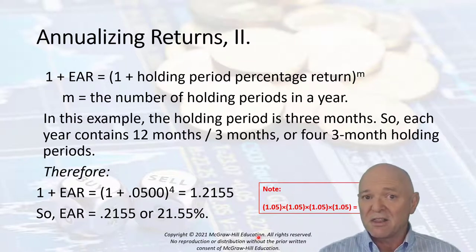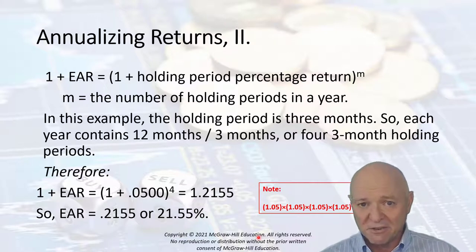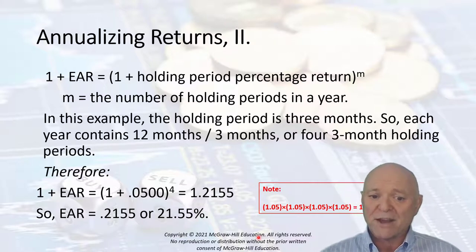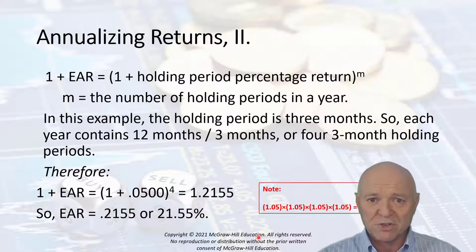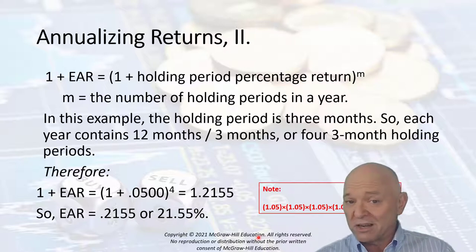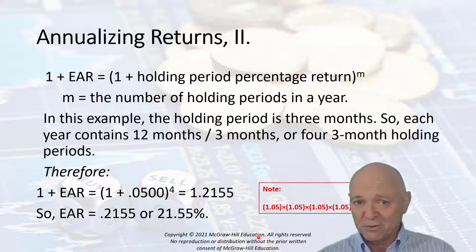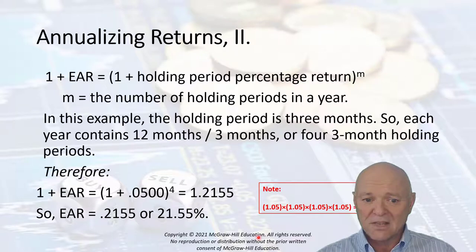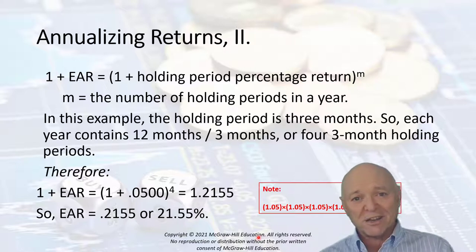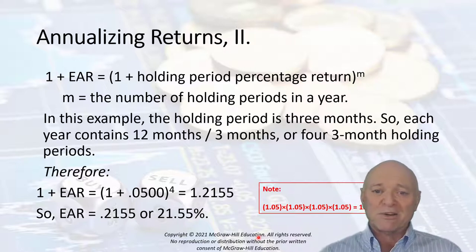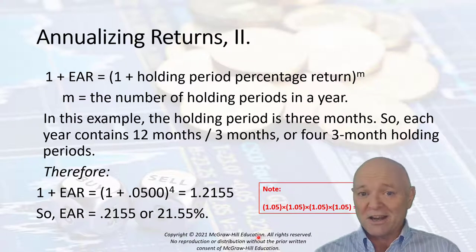1.2155. That's the factor presentation. If we subtract 1 from that, that tells us that 21.55% is the percentage rate of return. Better than 4 times 5% because of compounding over that period. So your rate of return for Cisco would have been equivalent to 1.05 times 1.05 times 1.05 times 1.05, or 21.5%.